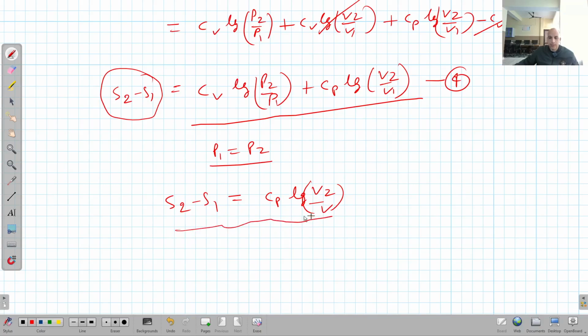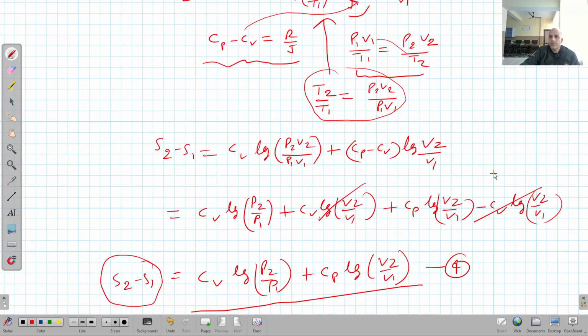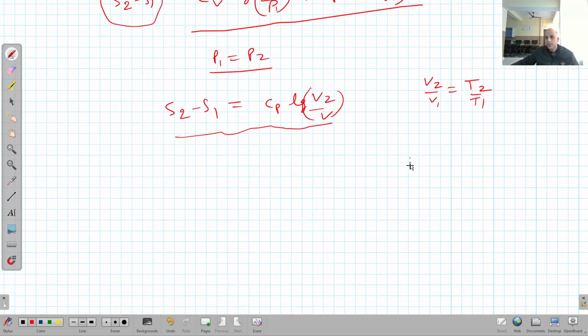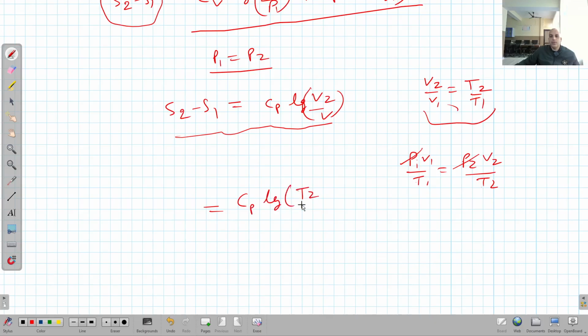You can even further convert it. V2 upon V1 is equal to T2 upon T1. How? From here, if P1 is equal to P2, you will cancel out. So I can write it in this way, P1 V1 upon T1 is equal to, it was this equation, clear. So if P1 is equal to P2, they will get cancelled out. V1 upon T1 is equal to V2 upon T2. So you can write V2 upon V1 is equal to T2 upon T1 here. So it gives you log of T2 upon T1.